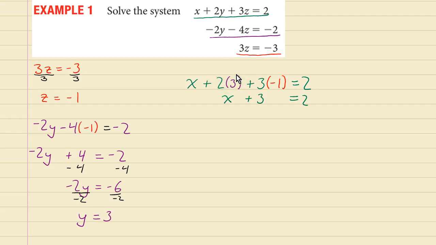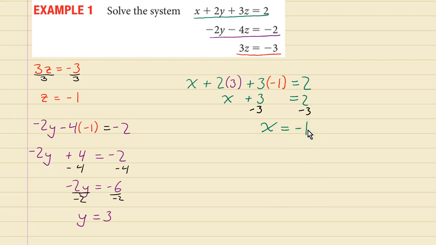2 times 3 is 6, plus 3 times negative 1 is negative 3. So 6 minus 3 becomes positive 3. Then just subtract that 3 from both sides, and you get x is negative 1.